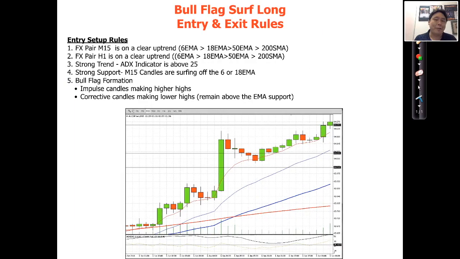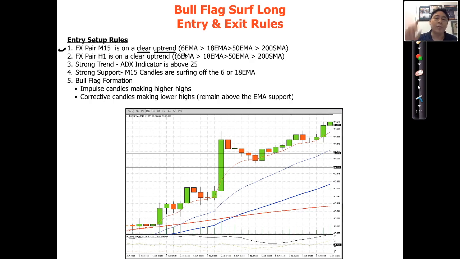So if you got a bit confused when I talked about where I bought and where I put a stop loss, no worries, I was jumping ahead to preempt you to the exact entry and exit rules. So let's go through the rules right now for the bull flag surfing long setup. These are the entry setup rules, and again, you have to follow this strictly. No exceptions.